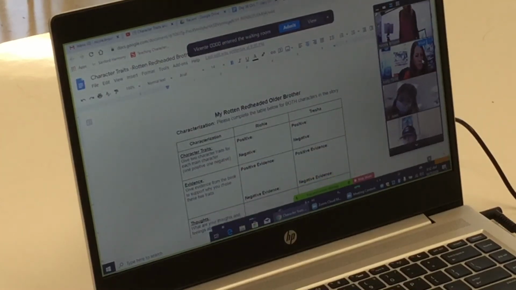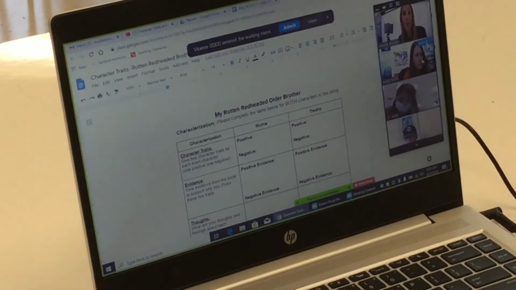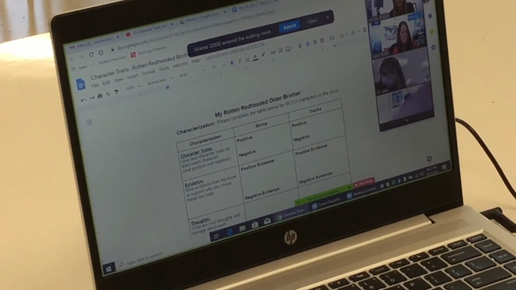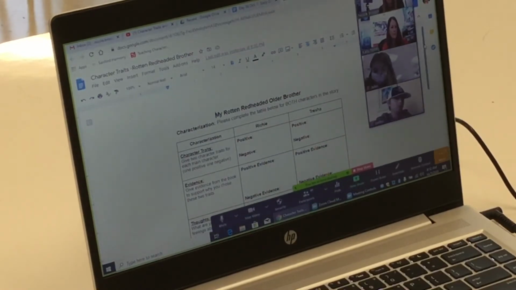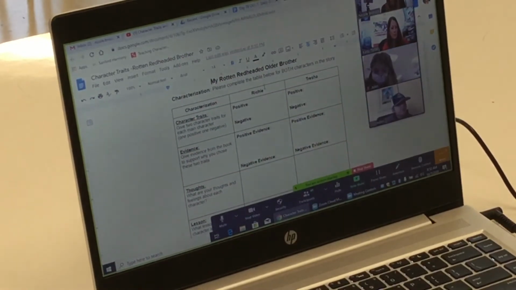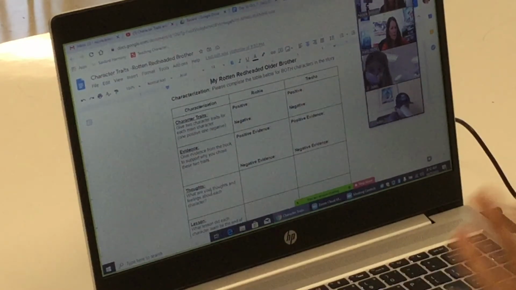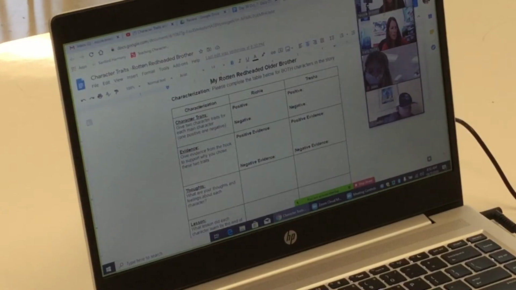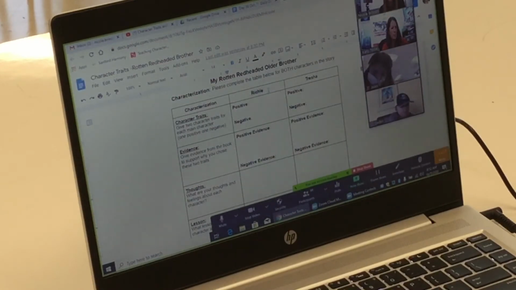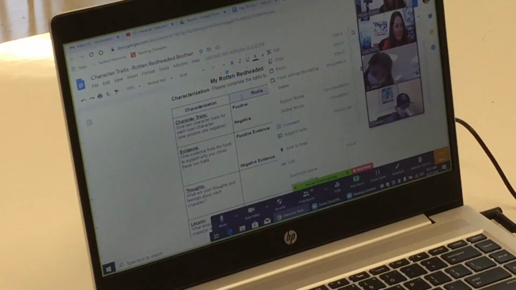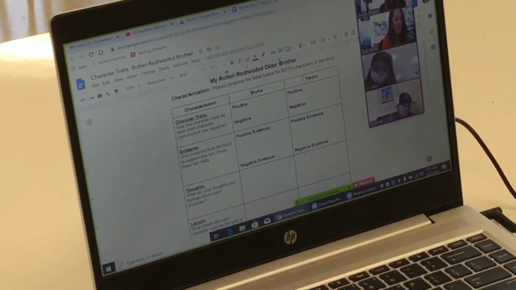All right, so what you're going to be doing, this is a chart that has both characters on it. You're going to be completing the entire table, okay? As you can see, on the left, it has the different questions you're going to be responding to, and I'll go over those in just a minute. In the center column, you're going to be answering those questions for Richie. On the far right column, you're going to be responding to the questions for Trisha, okay?